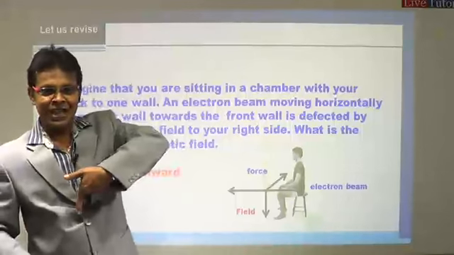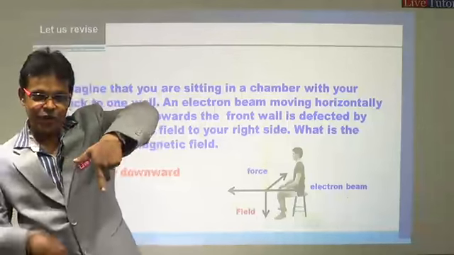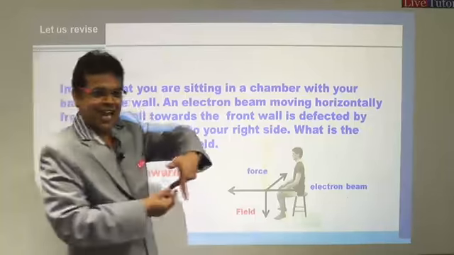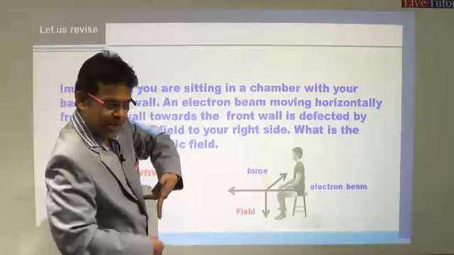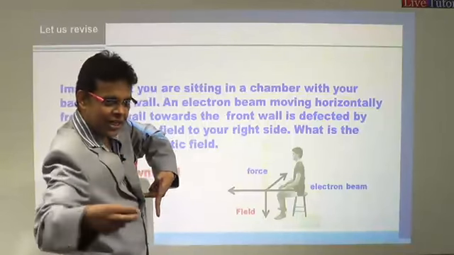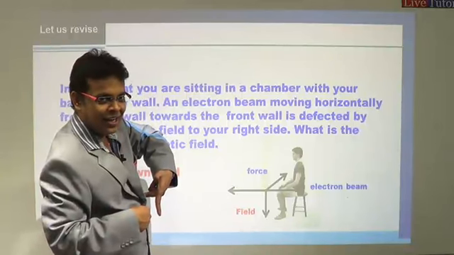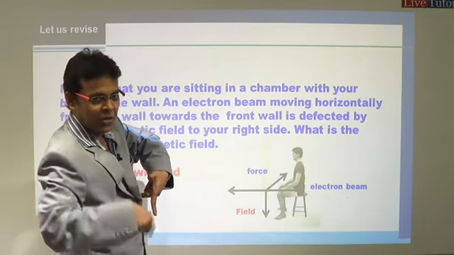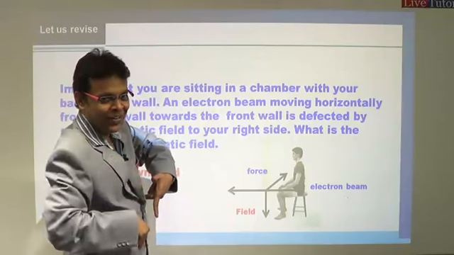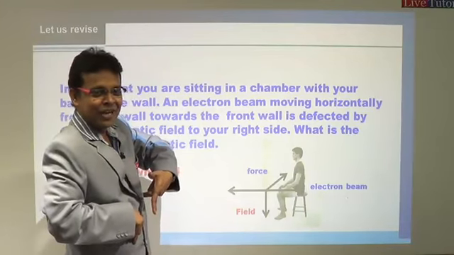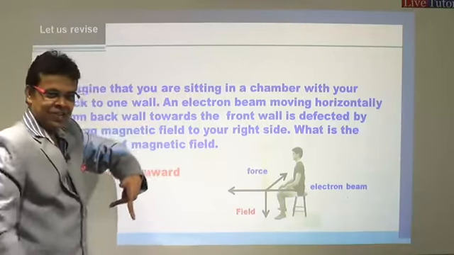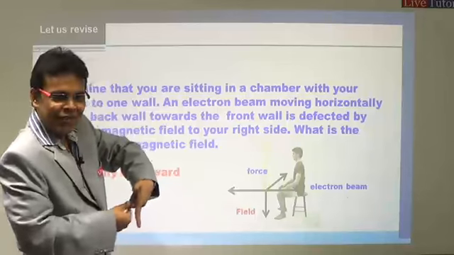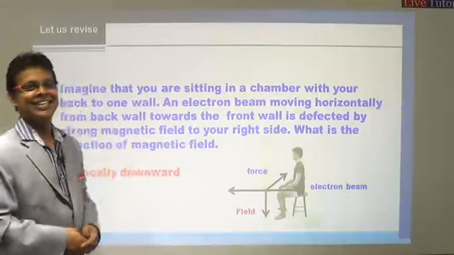Keep your hands downward. See, I am showing you like this. This middle finger is pointing to my stomach, and the thumb is on your right hand side. Now you see the forefinger is pointing downward. Very difficult. For this you have to be a very good spinner of cricket ball. Now this is how you have to find out. So the thumb is showing the force direction, the middle finger is pointing towards your current direction, and the forefinger is the magnetic field. That's all. Great.